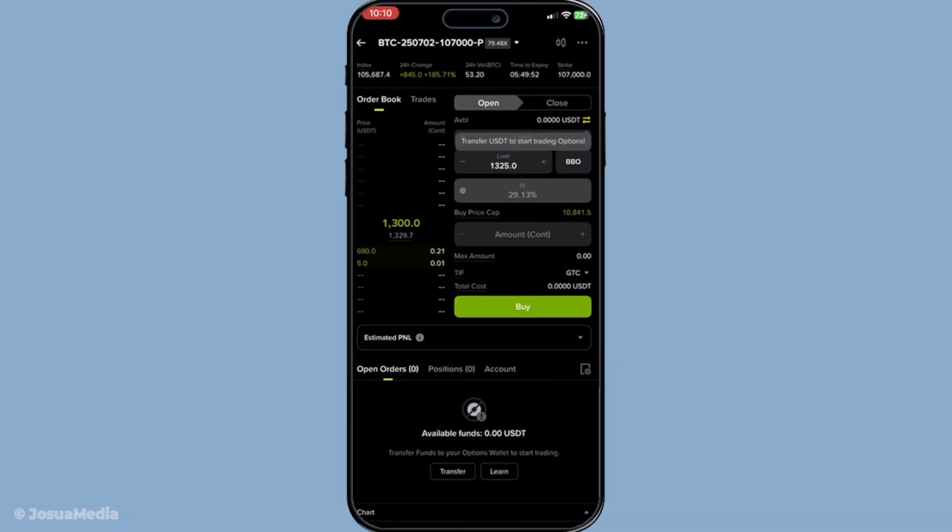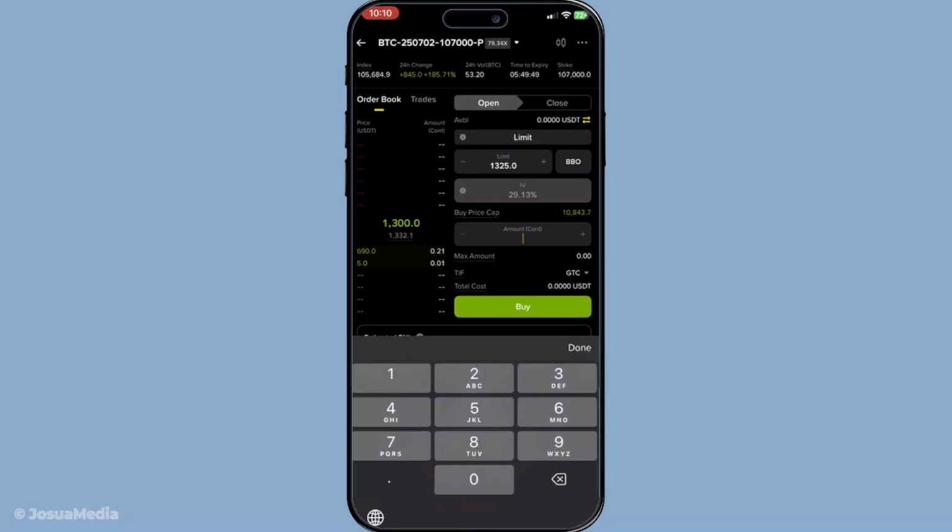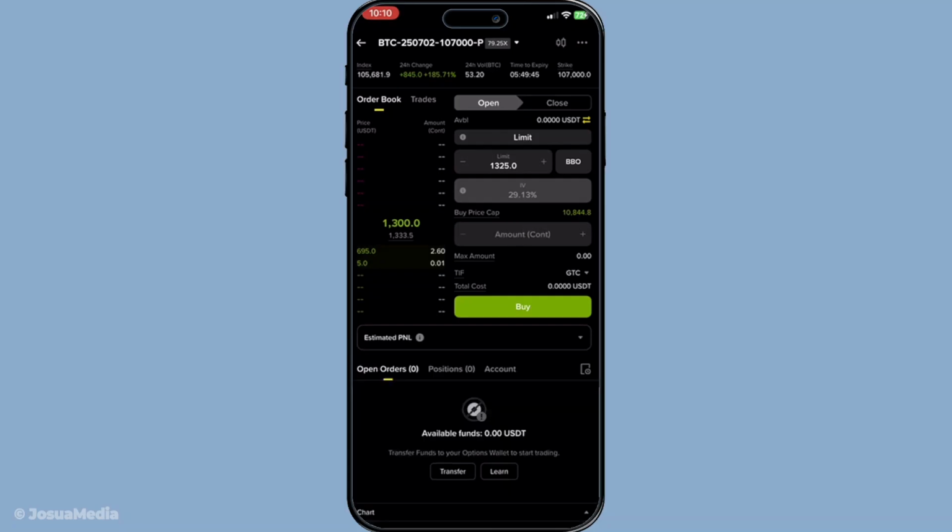The final step involves entering the amount you wish to trade. How much are you willing to invest in this position? Carefully assess your risk appetite and trading strategy, then input the amount you're comfortable with. Once you're ready, tap Buy to place your order and make sure to confirm it. Double check that all the information you've inputted aligns with your trading intentions. And there you have it, you've placed an options trade on Binance.